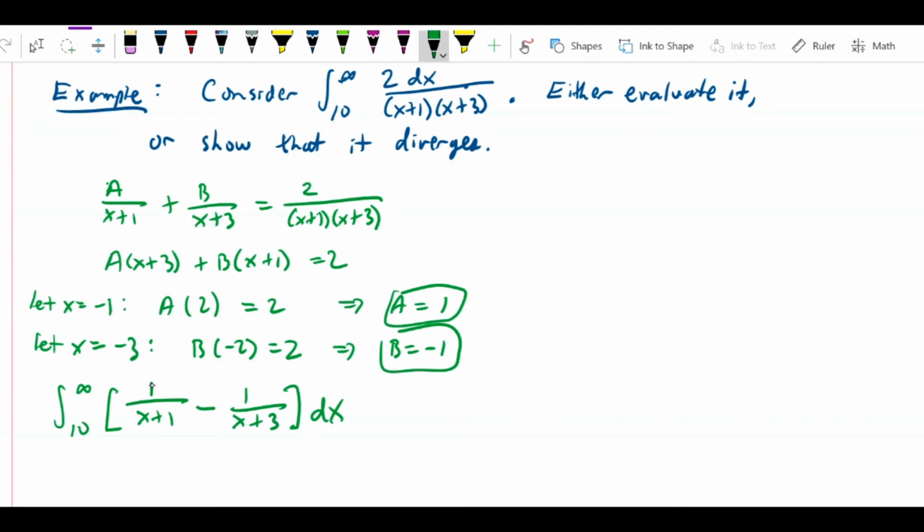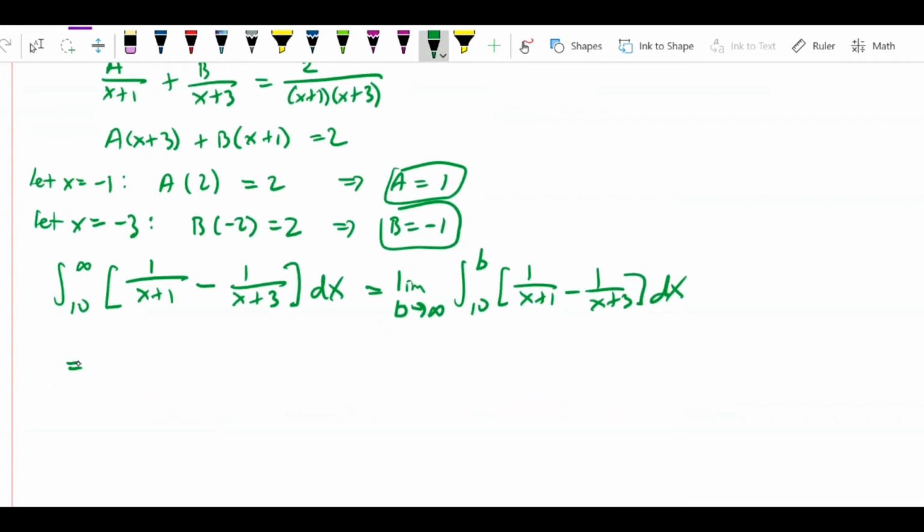So we know that this is now equal to the limit as b approaches infinity of the integral from 10 to b of 1 over x plus 1 minus 1 over x plus 3 dx. That's going to equal the limit as b approaches infinity of ln(x plus 1) minus ln(x plus 3), evaluated from 10 to b. Now initially it starts to look like this is infinity, because we know that the natural log function grows to infinity, so it looks like we're just going to get infinity minus infinity.